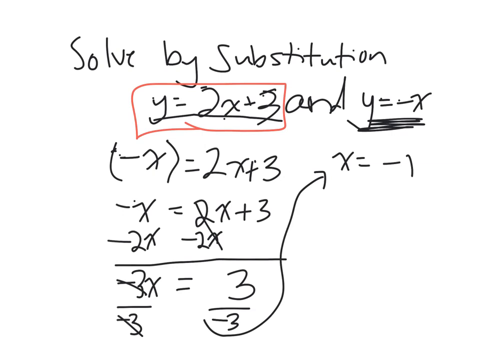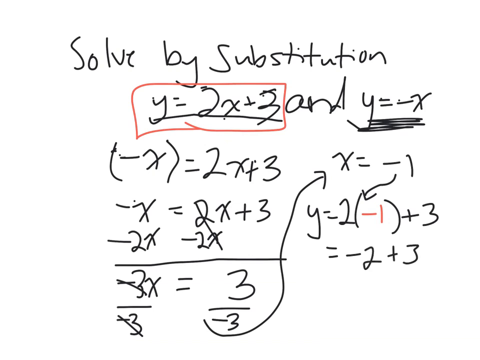So I write my equation as y equals 2 bracket negative 1, which is what my x equaled from above. So that's where I got that. I substitute that right in there, plus 3. What's 2 times negative 1? That's negative 2 plus 3. What's negative 2 plus 3? That equals 1.